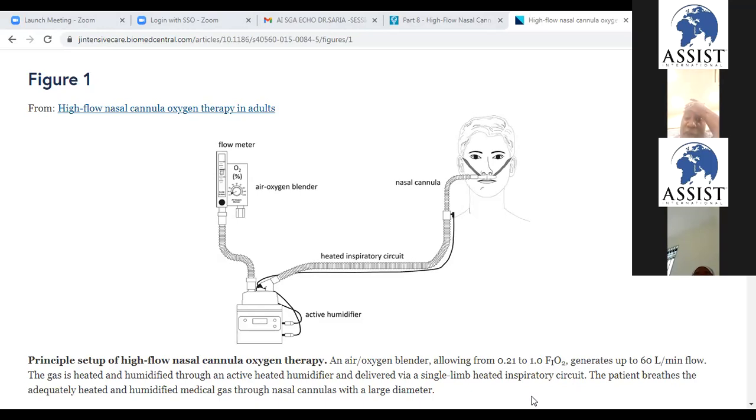You have reached 15 liters per minute with no response, or you are not getting the oxygen saturation you want, you are not meeting the target.